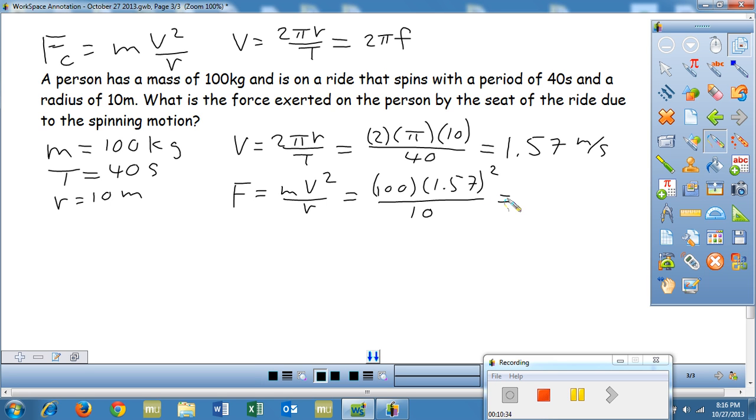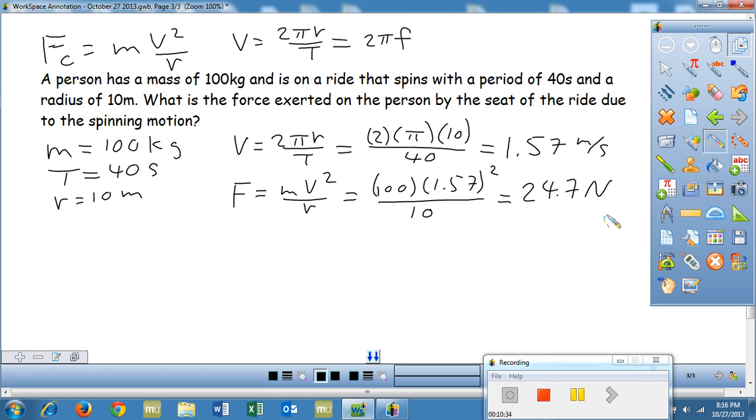Let me give that a try. I already have 1.570796327 on my calculator, so I'm just going to push the squared button. Now I'm just going to multiply by 10 because I know 100 over 10 is 10. That looks like 24.7, I'll call it. 24.7 newtons.